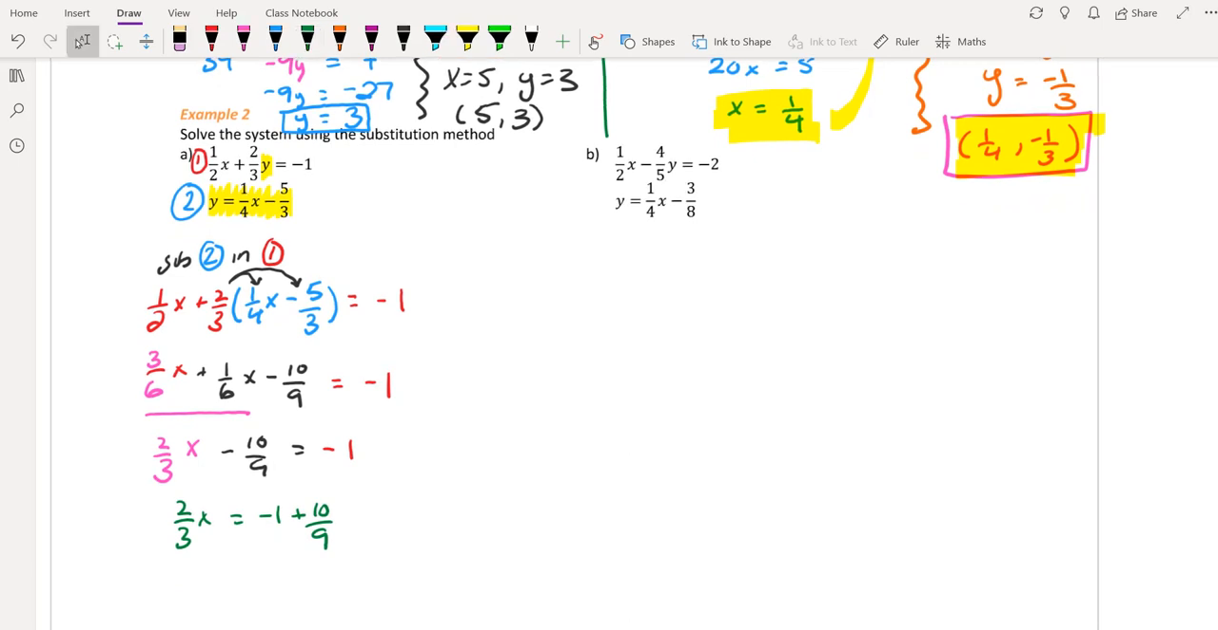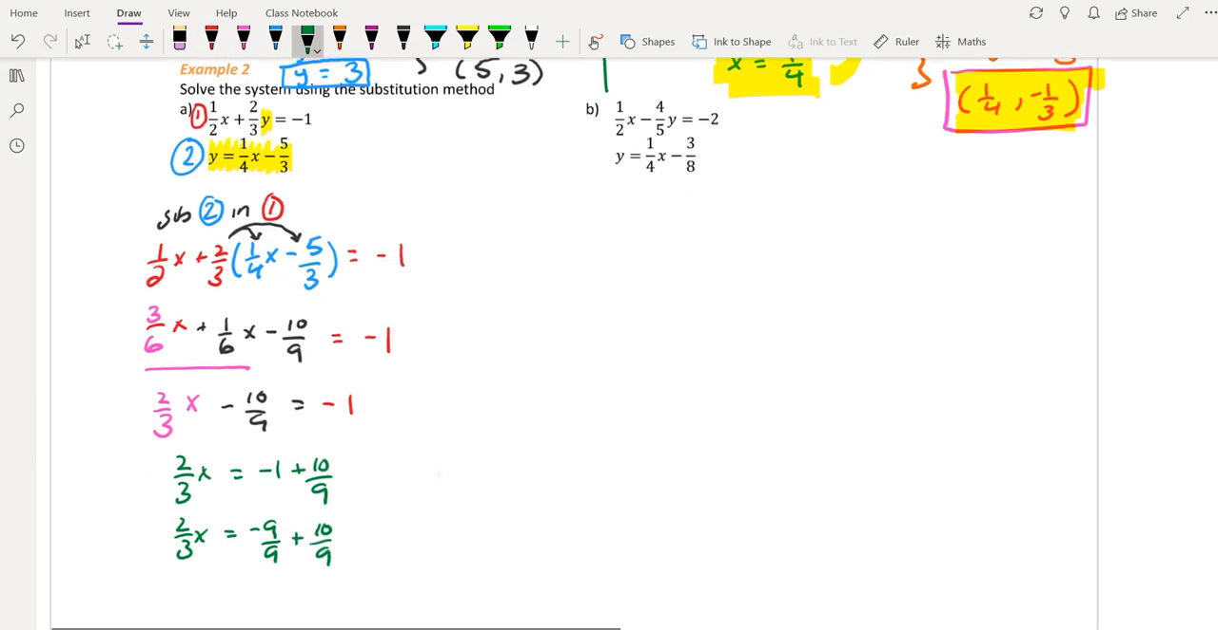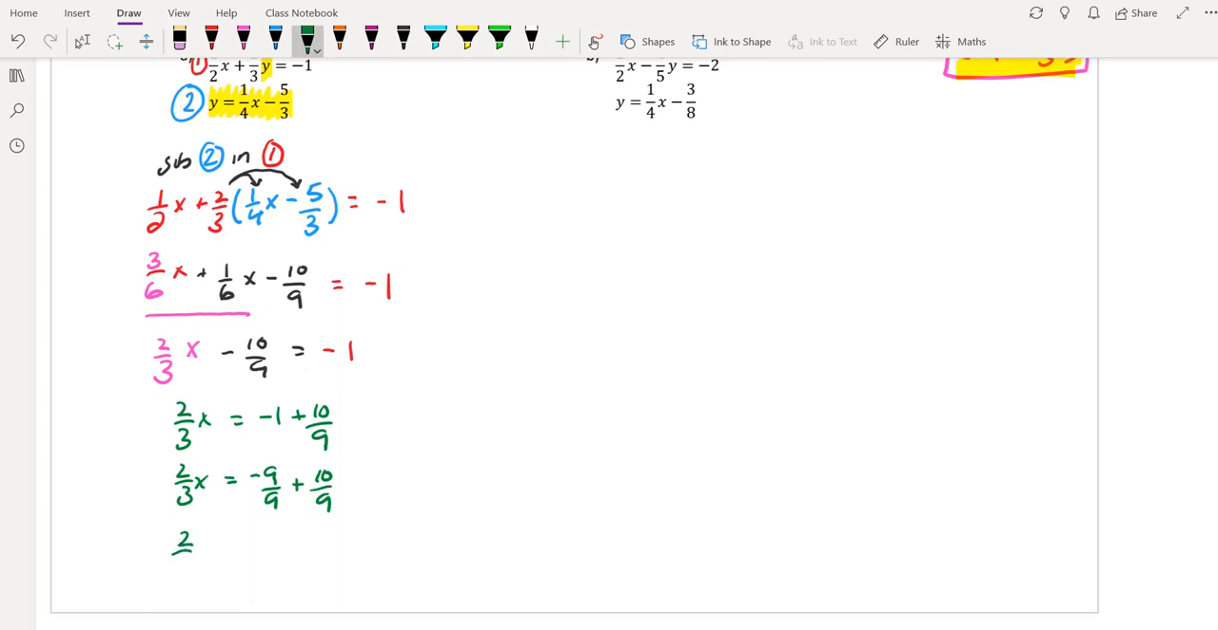Now once again, in order to have two fractions added together, we need to have a common denominator. So we have 9 in the bottom here, so we need to multiply this by 9. So we end up with 2/3 x is equal to negative 9 over 9 plus 10 over 9. Now we can add these terms together. 2/3 x is equal to 1 over 9.